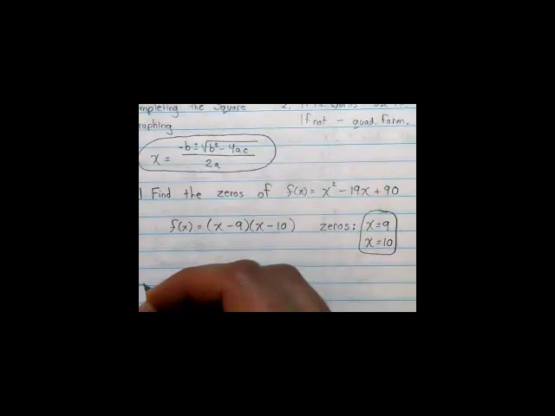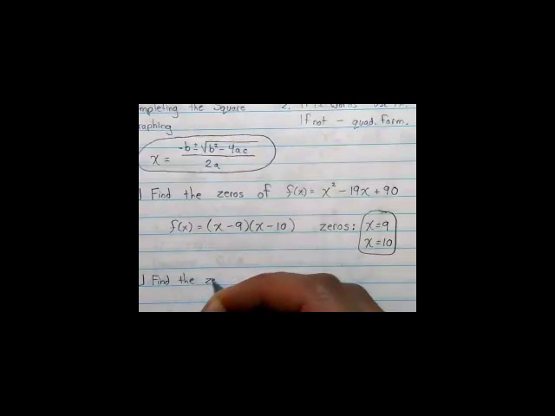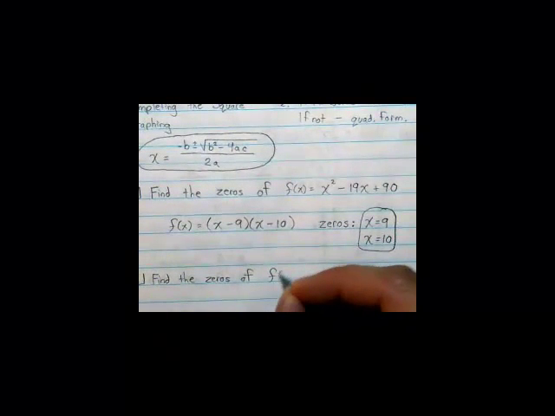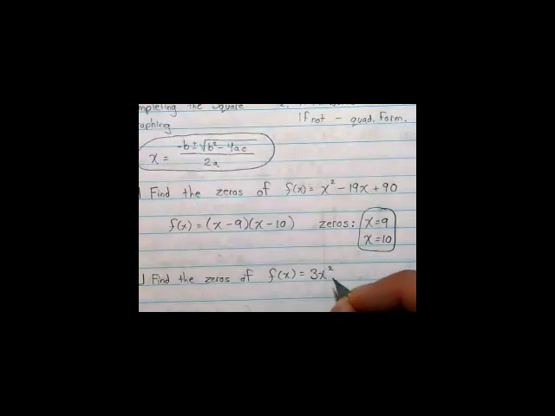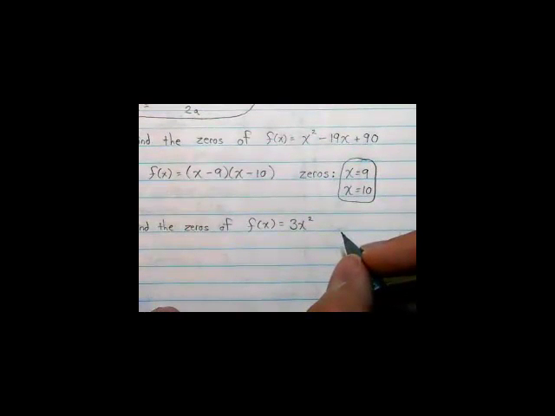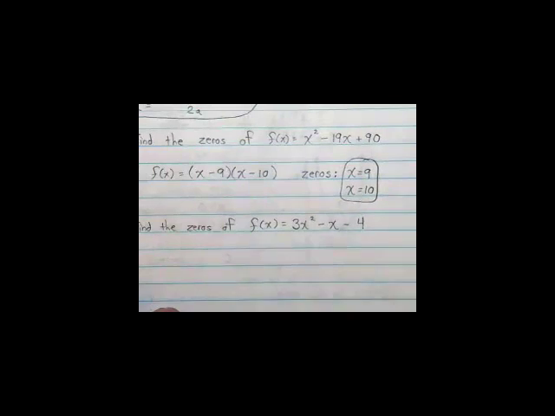Alrighty, let's try another one. So let's do f of x equals 3x squared minus x minus 4.